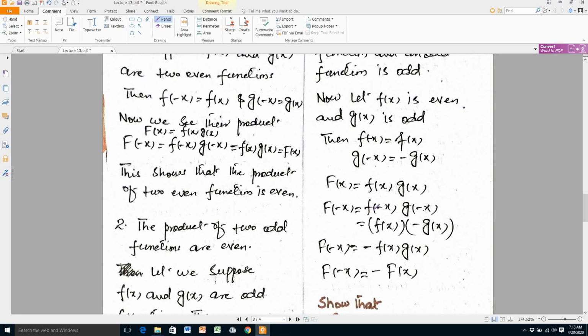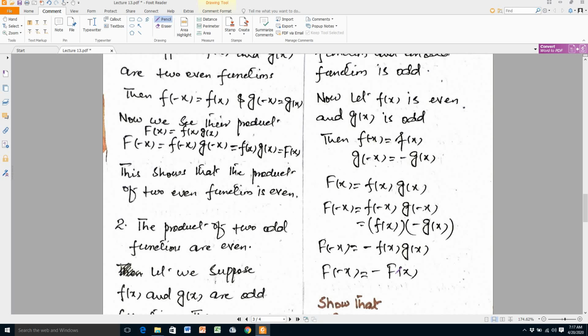So F of minus x is equal to f of minus x into g of minus x. And you know that f of x is an even function, so f of minus x is equal to f of x, and g of minus x is equal to minus g of x. When you multiply these two, you get minus f of x g of x, and this f of x g of x is equal to capital F of x. So this is minus F of x. This proves the definition of an odd function.